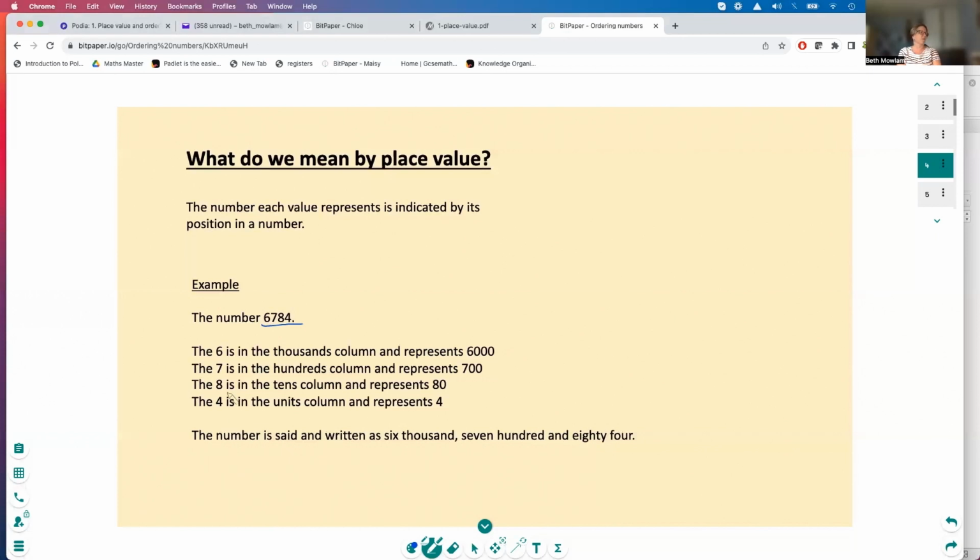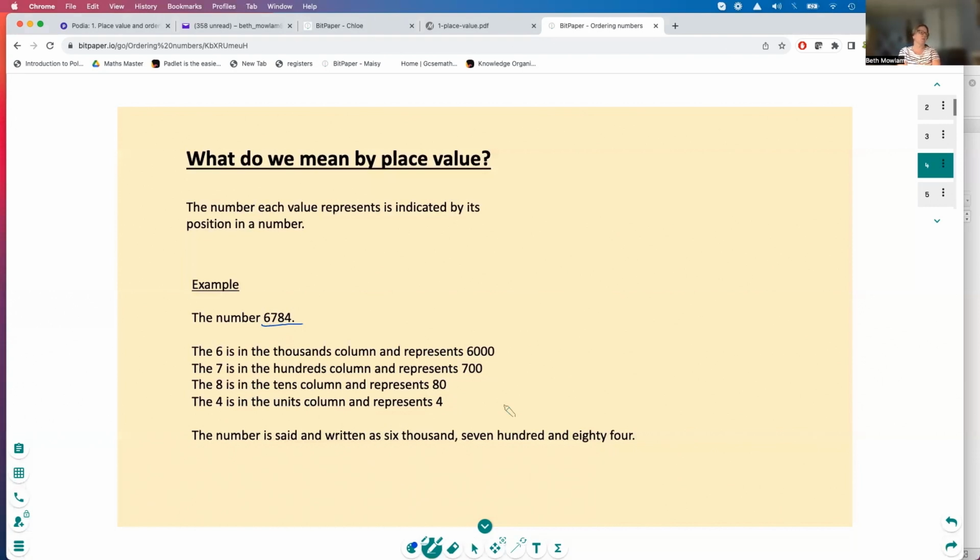If I go again for the 7, it is in the hundreds column, so that represents 700. The 8 is in the tens column, represents 80, and the 4 is in the units column and represents 4. So you see that each column, the value is talking about which column it's in. We'll go through a table in a minute that will help us to put them in the right columns and understand how to say them and how to write them.